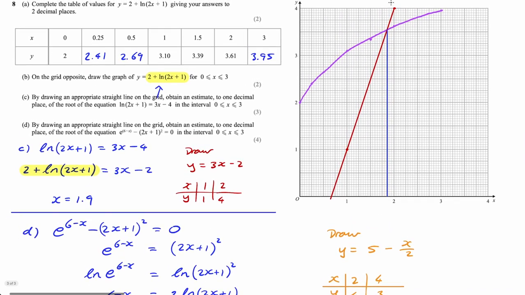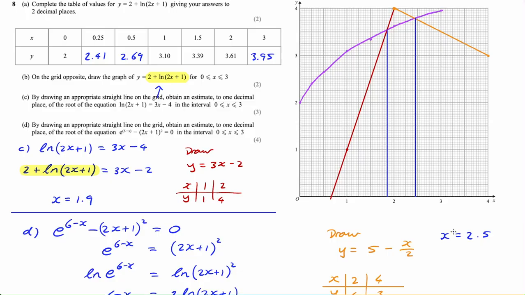So 2, 4 is here. This is that same point, 2, 4. And 4, 3 is here. And then I draw this line, and where they meet is here. This is going to be my solution. So it's around 2.4, 2.5. The answer says accept 2.4 or 2.5. So my solution is, let's just go with x equals, mine's slightly nearer to 2.5. So I'll go with 2.5.